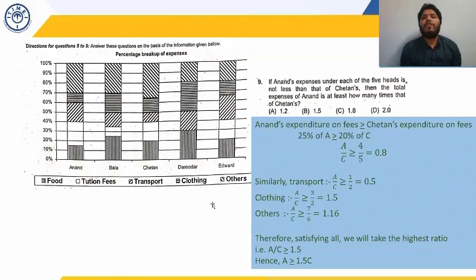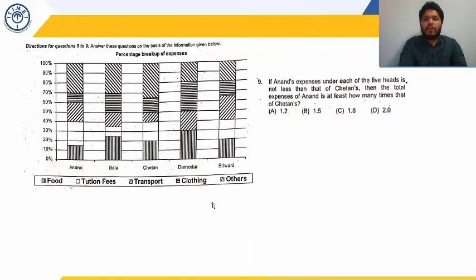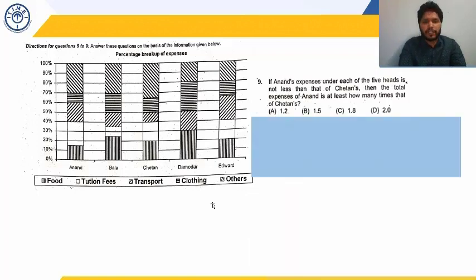I hope it is clear. What we have to do, we just have to find out that value, Anand's expenses how much times of Chetan's expense, so that Anand's expense on each of these 5 heads is going to be greater than or equal to Chetan's expenses. So it should be at least 1.5 times of Chetan, then only this condition is going to be satisfied. So I hope this is clear. Let's look for an alternate approach to solve this question.